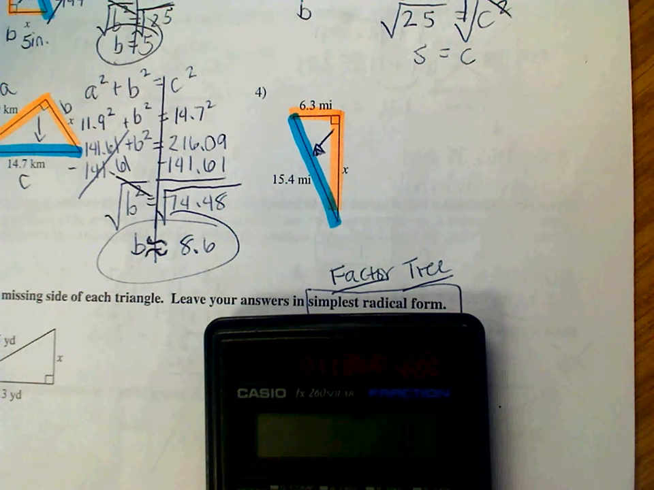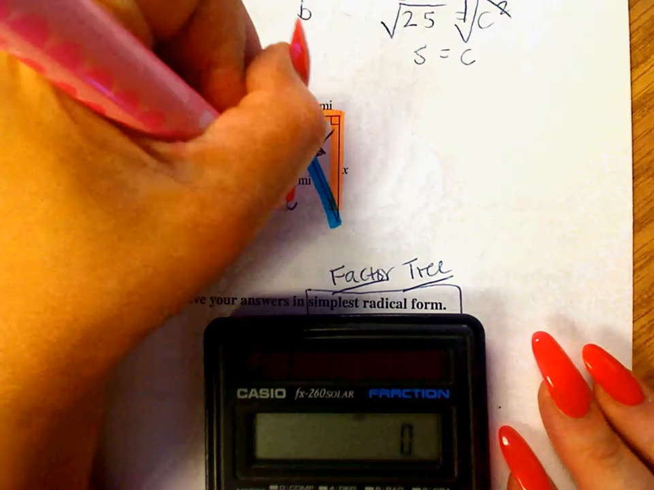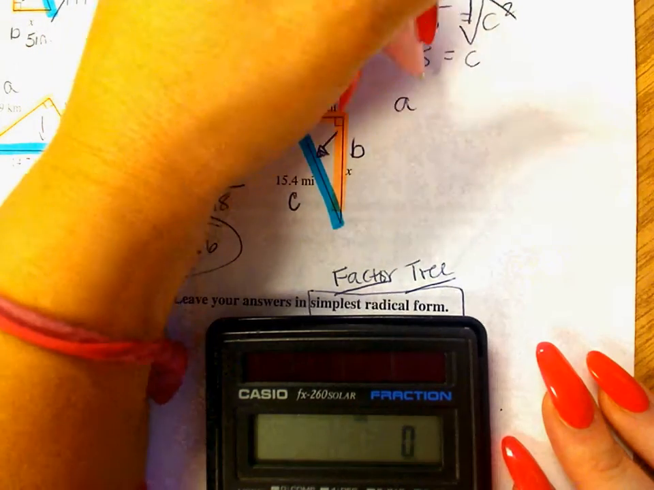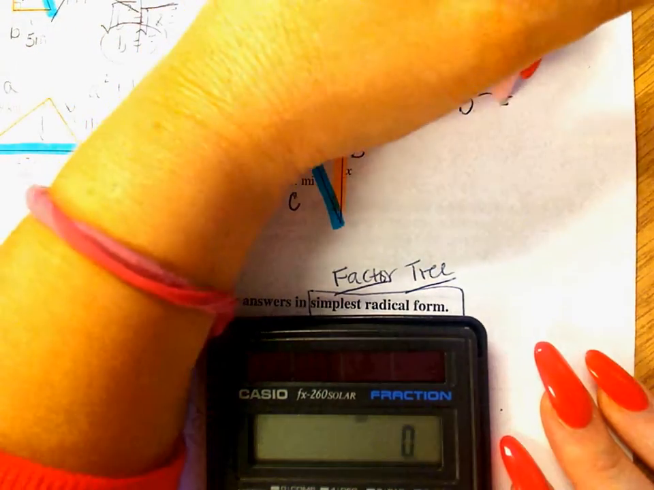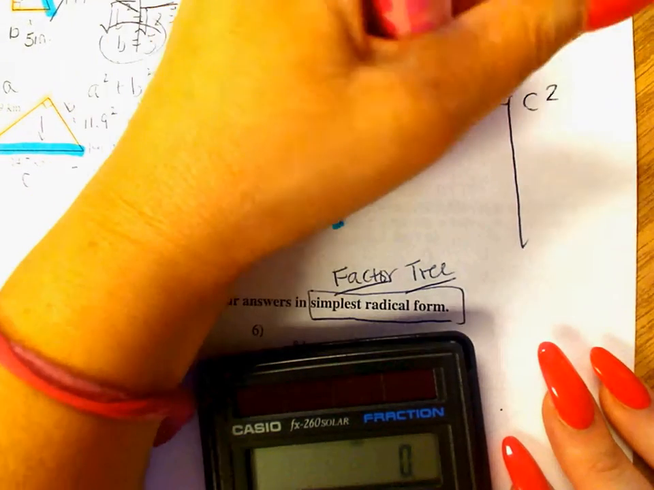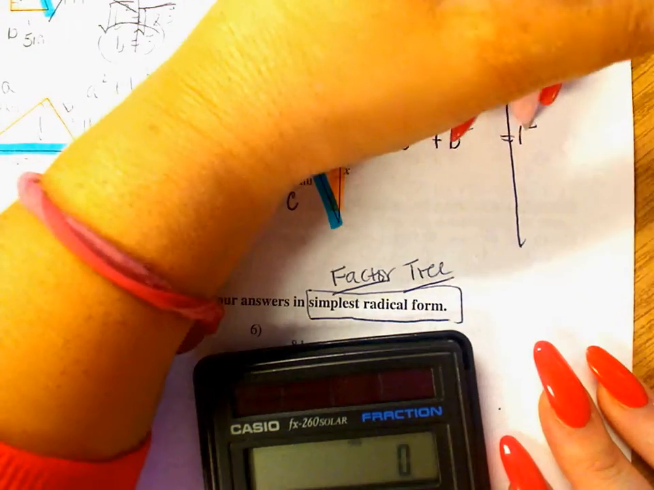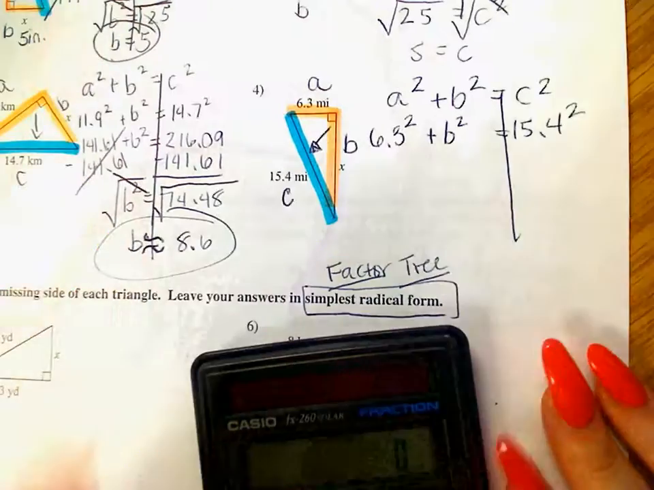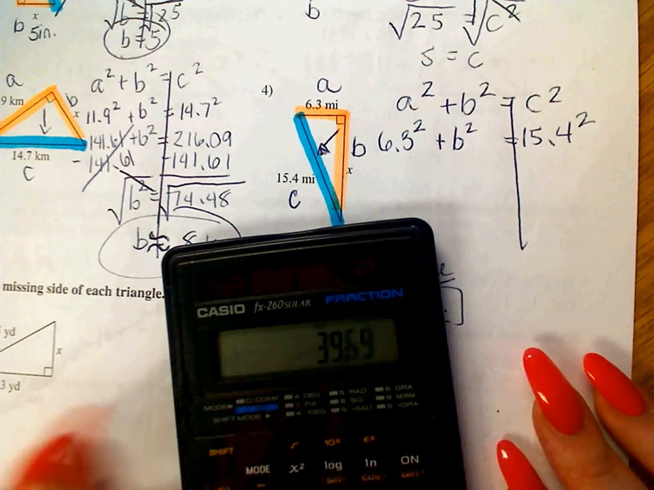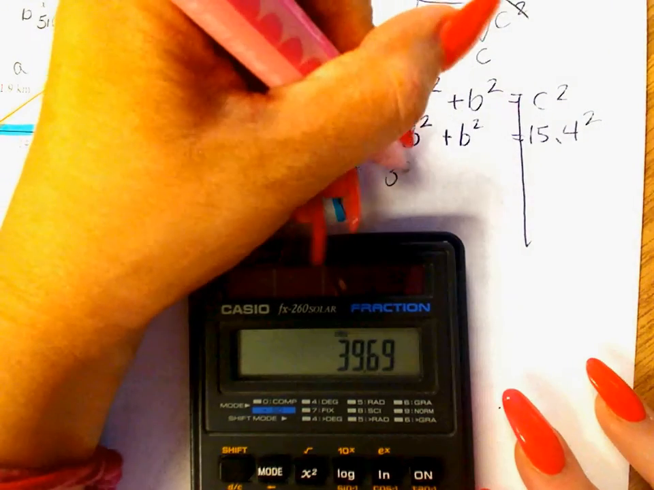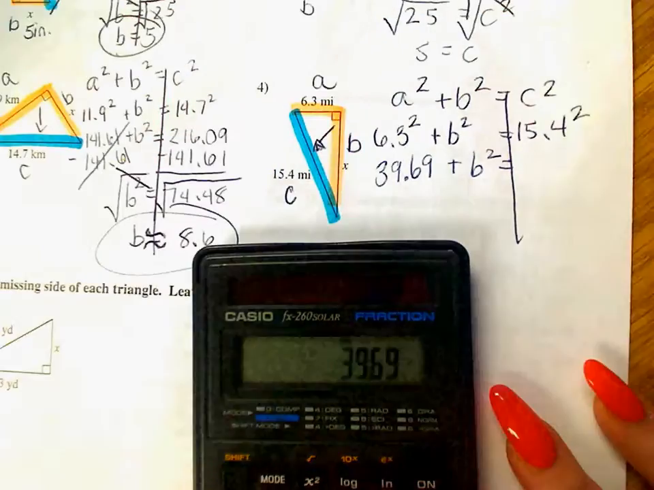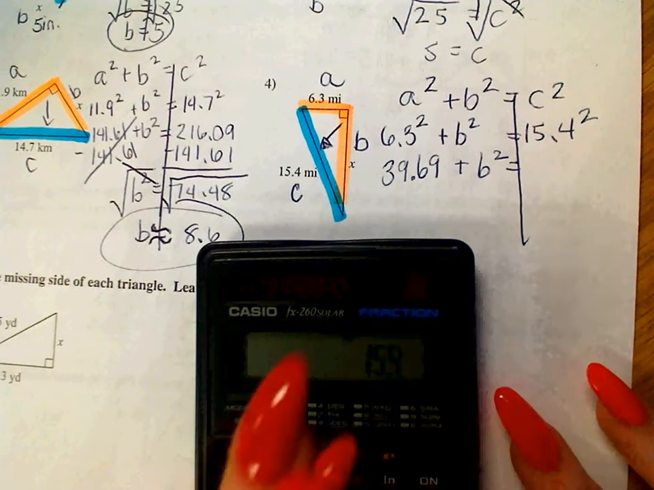All right. So label this one C, of course, because that's your hypotenuse, and the other ones can be A and B. So A is 6.3 squared plus B squared equals 15.4 squared. 6.3 times 6.3 is 39.69, plus B squared equals 15.4 squared, which is 237.16.